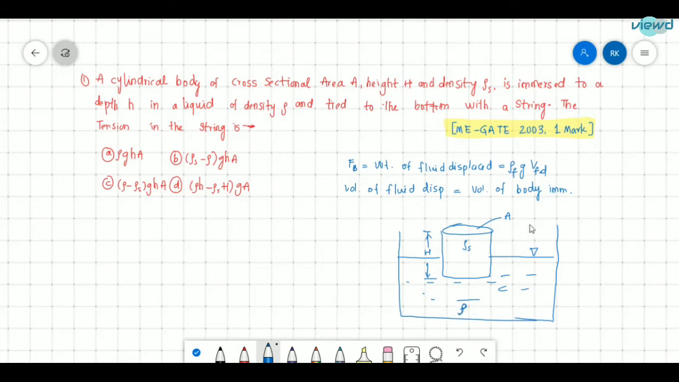This density is rho. So this is immersed to a depth of small h and tied at the bottom with a string. So here it is tied with a string here. So the tension in the wire, let us say T. The tension in the string is. So we need to find the T. What are the forces that will be acting on this? The forces that are acting are, one is weight, which is acting downwards. Other is buoyancy force.